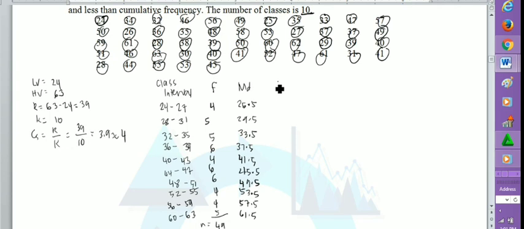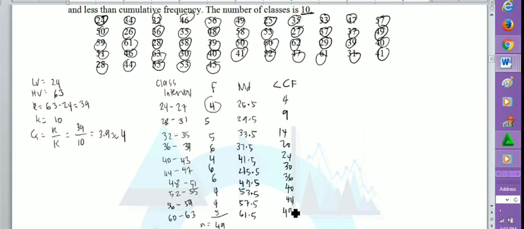After the column for midpoint, we will now make the column for the less than cumulative frequency, by simply copying this one and then adding it to the next frequency. That would be 9, 14, 20, 20 plus 4 is 24, 30, 36, 40, 44, and 49. So if you can observe, this should be the same as the total. So from that, that's our cumulative frequency distribution table for sample number 2.